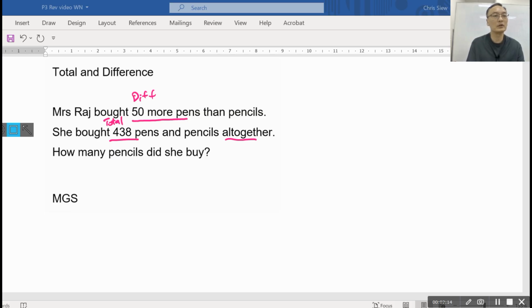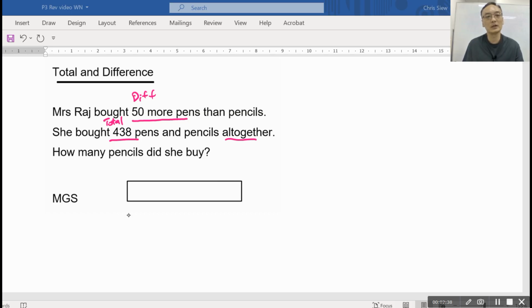Alright, so after we highlighted all this information, now let's try to organize all this information in the form of a model. We have the total and difference, therefore the strategy is called total and difference. So we start by drawing the pens and the pencils. Based on the first statement, we know that there are more pens compared to pencils. So we draw the pens this way, longer as compared to the pencils. Down here will be the pens. Down here will be the pencils.